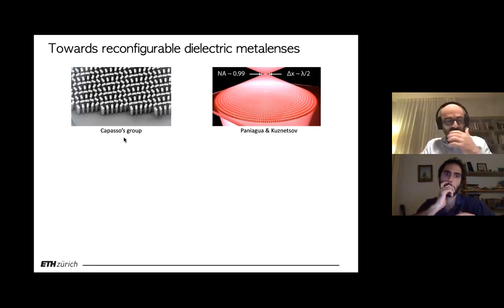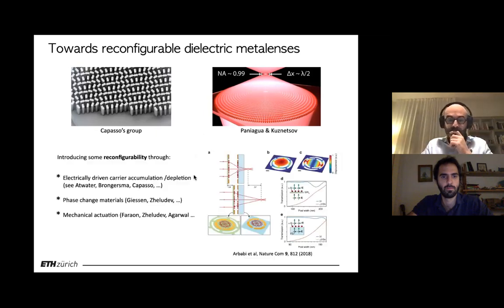So there are people that have been extremely successful actually. Now there are even companies that distribute these things, and the features are very similar to what an objective can do, at least in terms of numerical aperture. But then, of course, when you think about the applications we were mentioning before, what you would like is not only a fixed optical element, but to achieve some reconfigurability. And there people are pushing different directions. They are using carrier injection, they are combining metalenses with phase change materials, or they're even using some MEMS technology, for instance, as illustrated here.